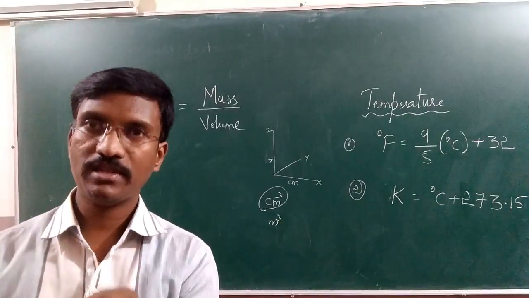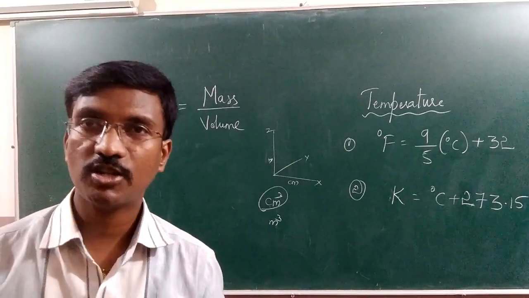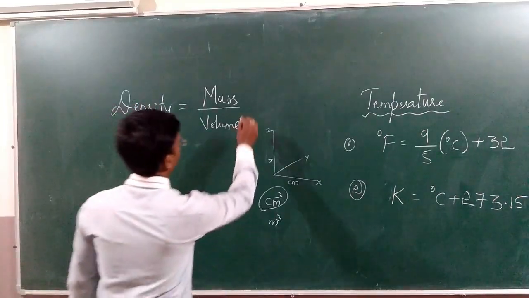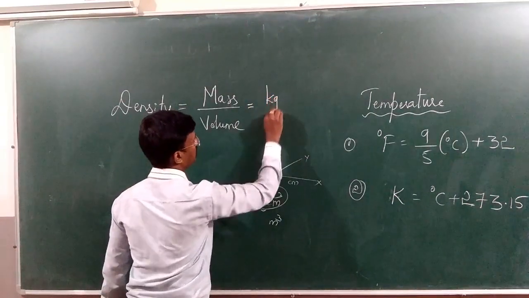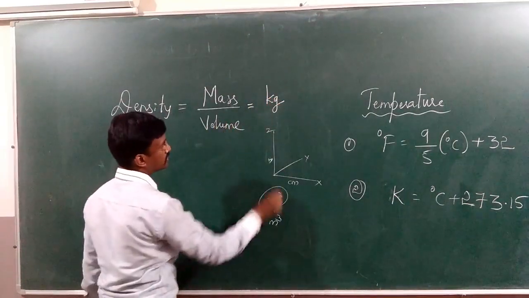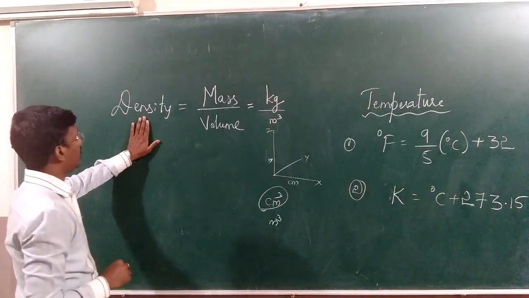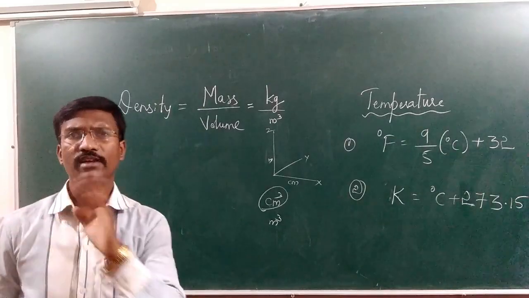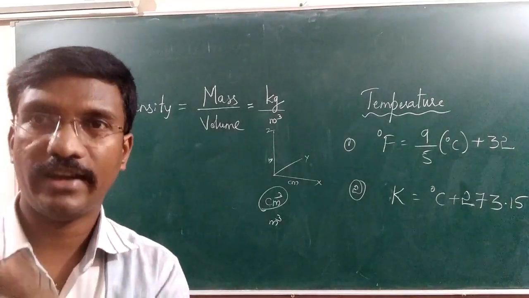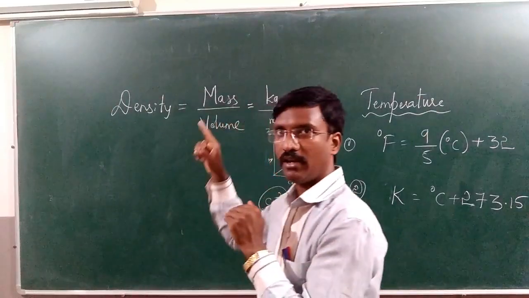The SI unit of volume is meter cube. Similarly, mass has an SI unit. What is the SI unit of mass? Tell me. The SI unit of mass is kg. The SI unit of volume is meter cube. Therefore, density is the ratio of mass divided by volume. They never ask you the definition of density, but you should remember density is nothing but mass divided by volume.